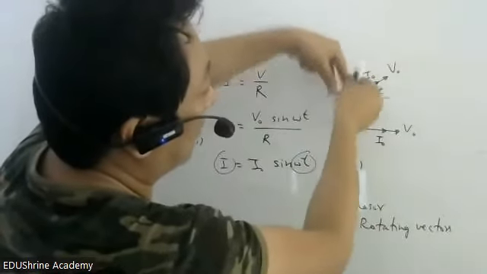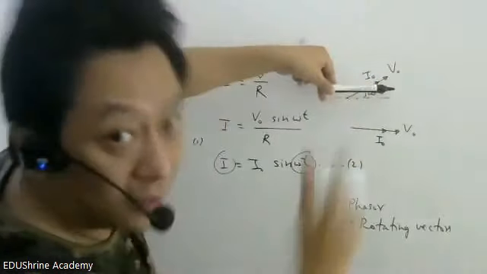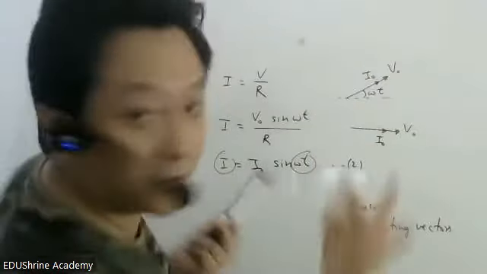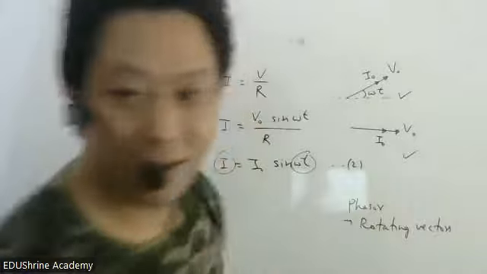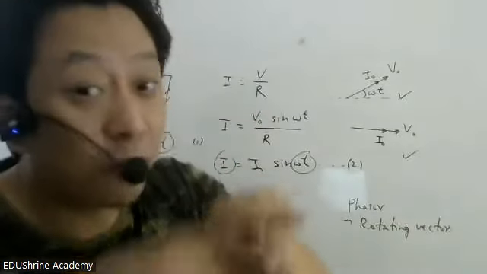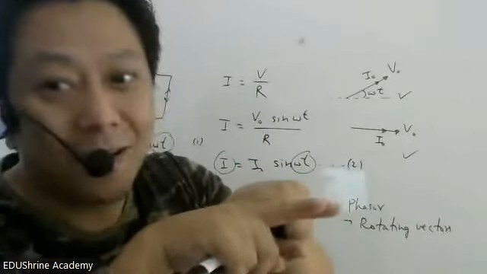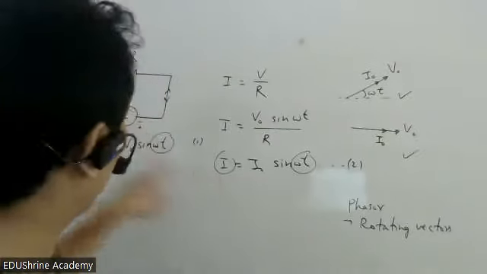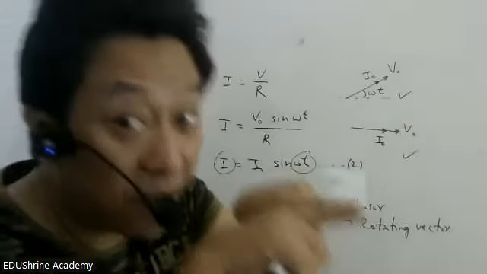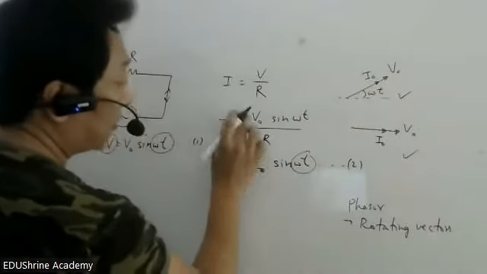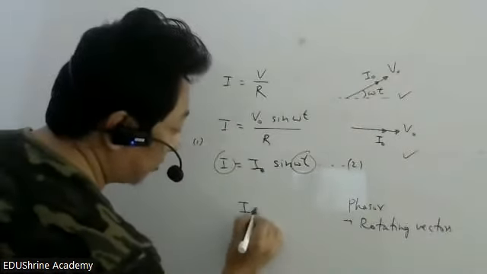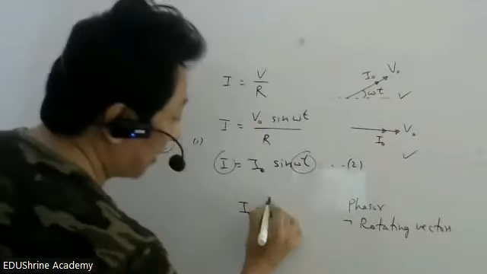So when the phasor is here, at that time you can take a photo and show it. You cannot say only this is right, this is also right. Understood? But you have to show both alternating quantities, current and voltage, in the same phase. Also, I wrote I naught in place of V naught by R.